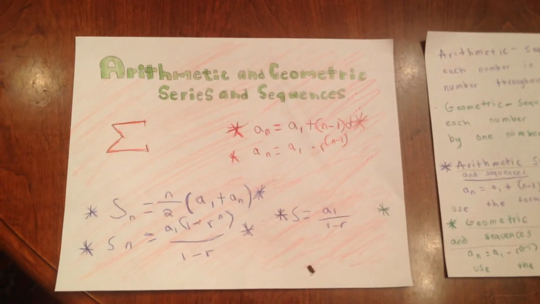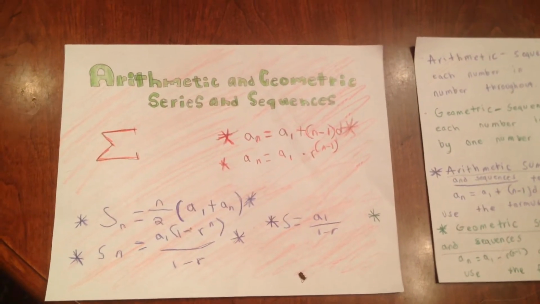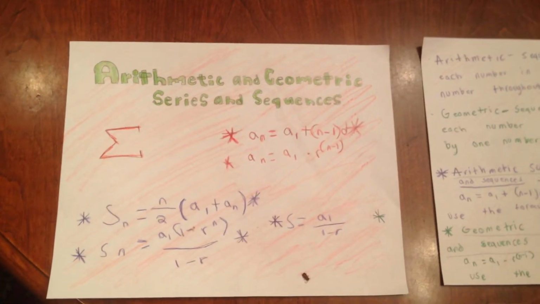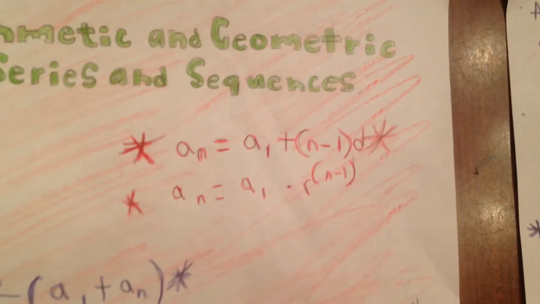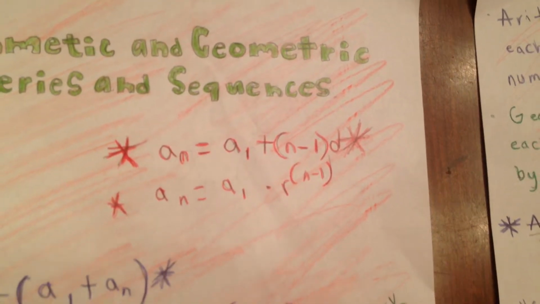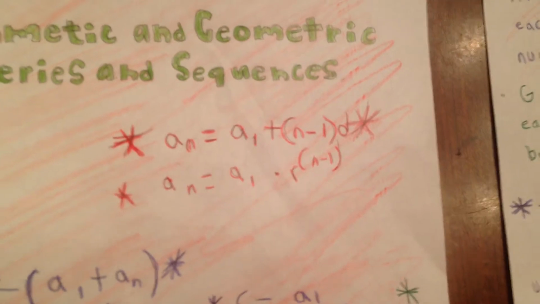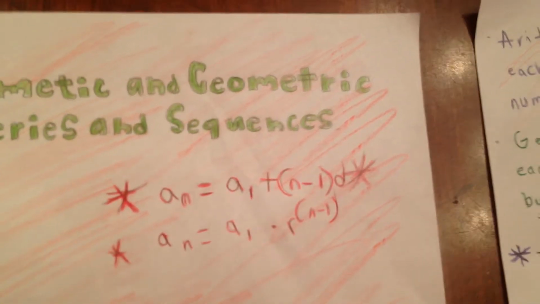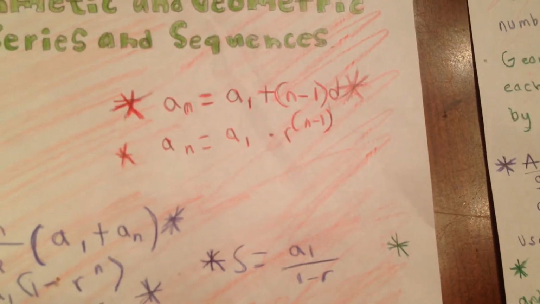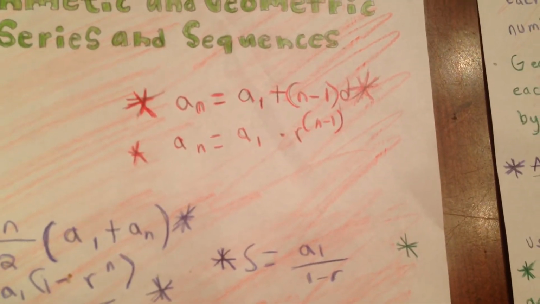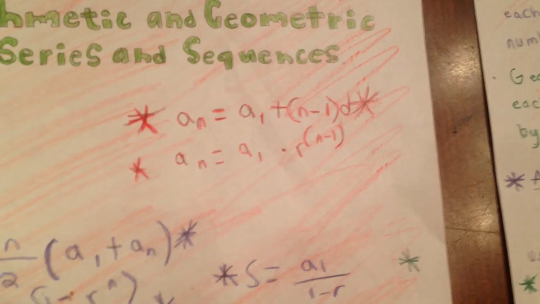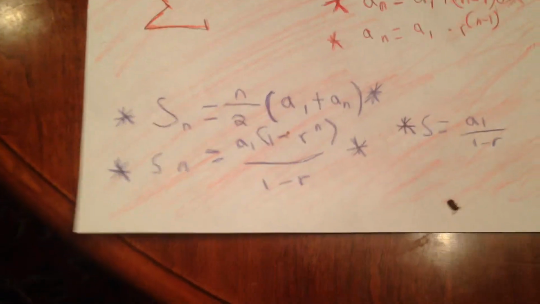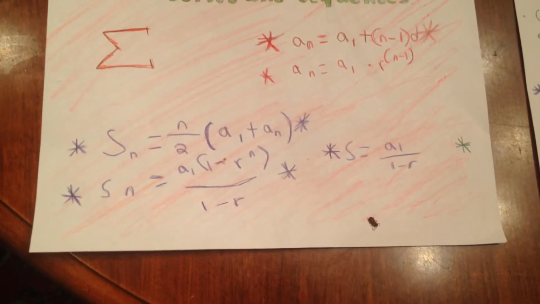Our project was on arithmetic and geometric series and sequences. There are 5 formulas in this unit, 2 types, explicit and sum formulas. At the top here are the explicit formulas. The top one is the arithmetic formula, a sub n equals a sub 1 plus n minus 1 times d. Below that is the geometric explicit formula, a sub n equals a sub 1 times r to the power of n minus 1. And then there are 3 types of sum formulas.